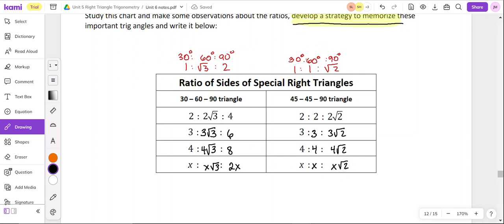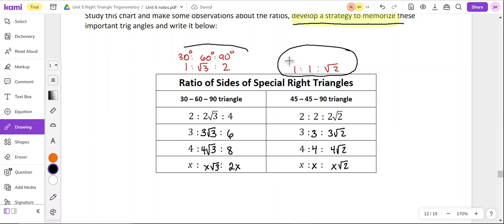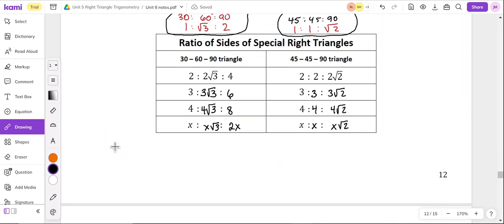And develop a strategy to memorize. This is what you need. So what did I do wrong here? Ooh, I just saw my mistake. Exactly, I should have written 45, 45, 90. Well, the chatting, you have a question over here? There, my bad. This one is correct, 30, 60, 90. We good? Can I move on?